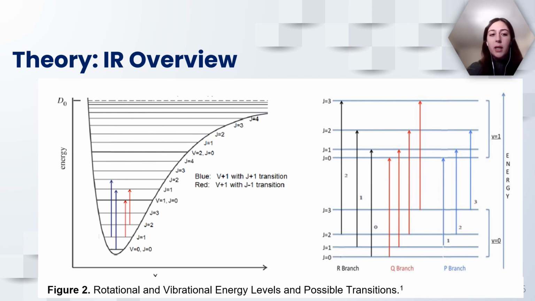On the right, you can see that as V is increasing, J is changing as well. It can either increase or decrease, but staying the same is forbidden, and that corresponds to the Q branch. If J is decreasing by 1, it gives a lower energy transition, and that is the P branch, while if J is increasing by 1, it's a greater energy transition, and that gives rise to the R branch.